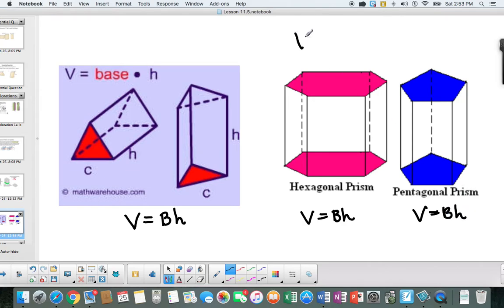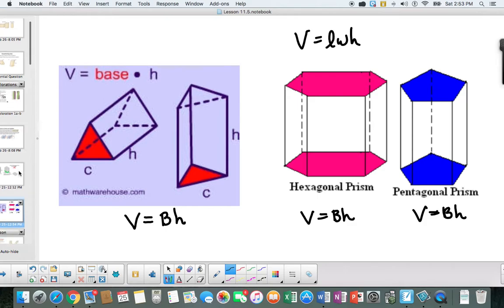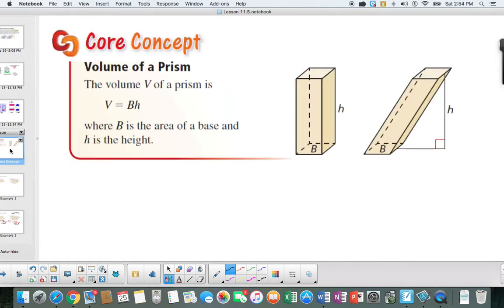So let's get away from length times width times height, which is only good for a rectangular prism, and use a more versatile formula that'll help us find volume in lots of cases. And here's our volume formula.